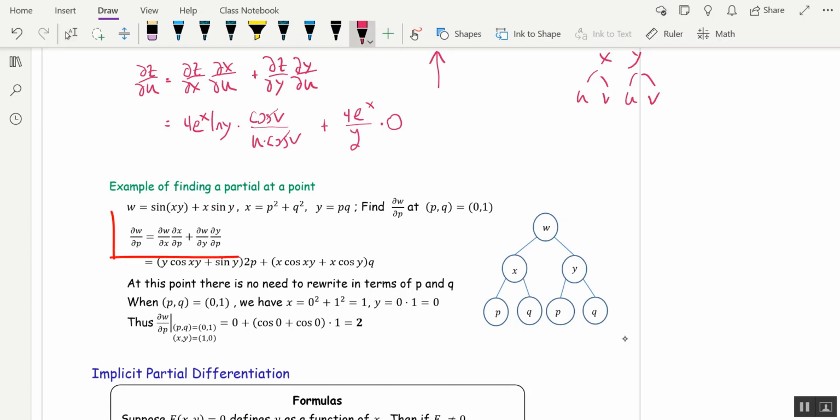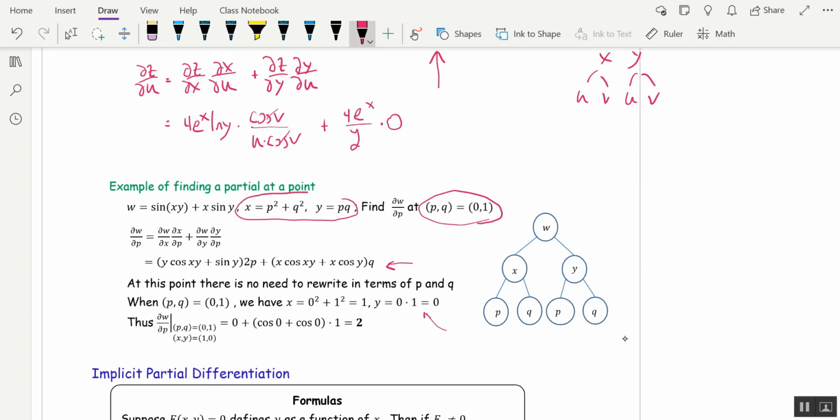You've got w, which is a function of x and y, and p and q are the independent variables. You can stop right at this intermediate point. So here I have del w del p in terms of x, y, p, and q. Normally I'd have to back substitute x and y in terms of p and q. However, I can stop here because I know what p and q are. That's up here. And so when p is 0 and q is 1, I can just find x and y by hand using these formulas.